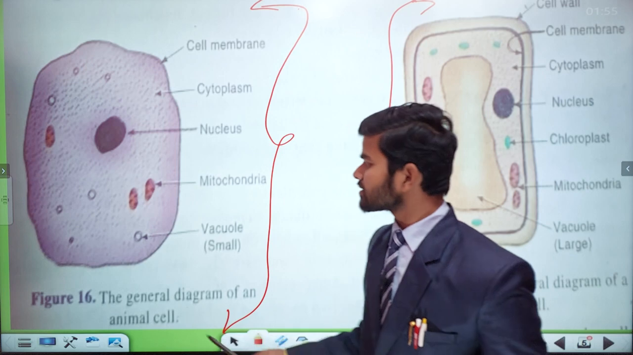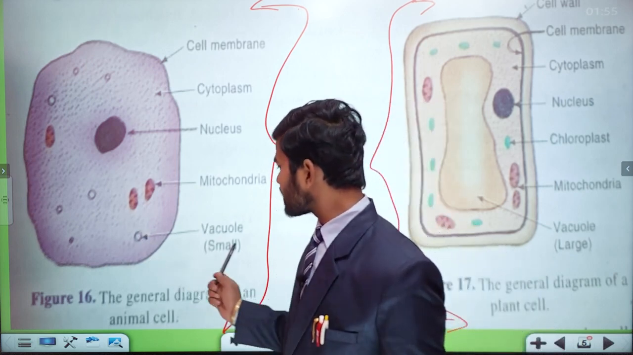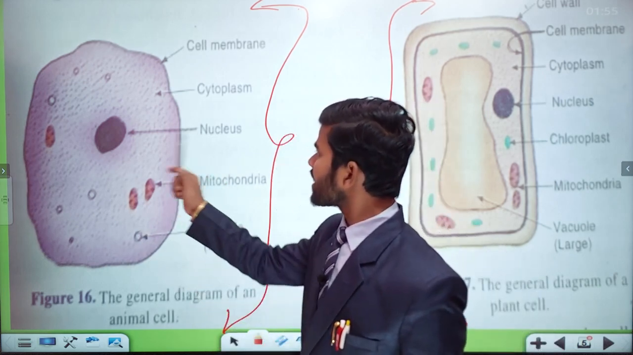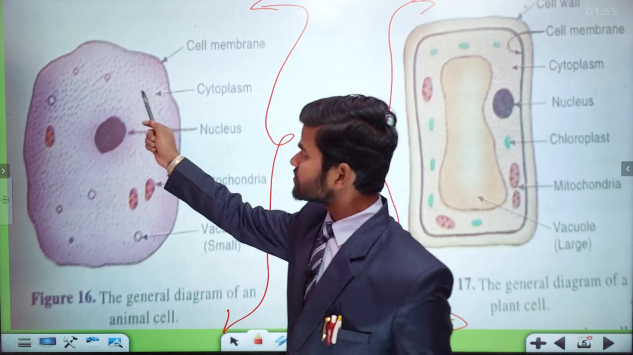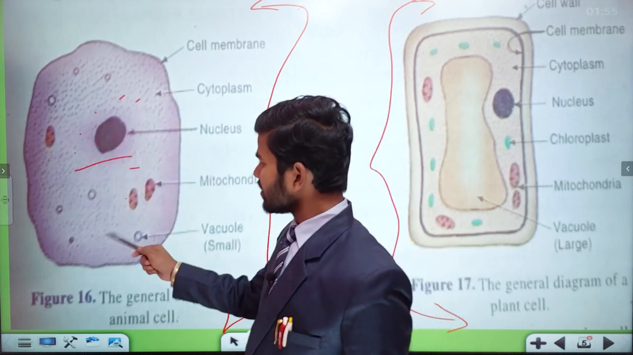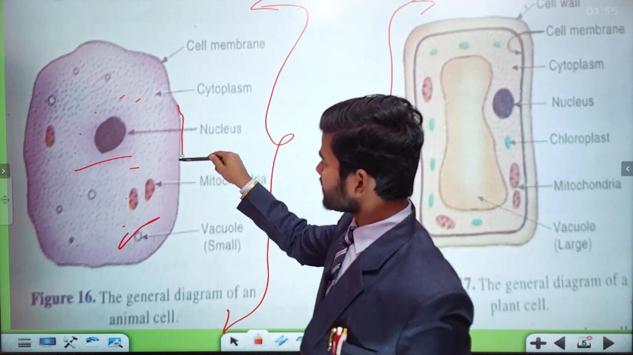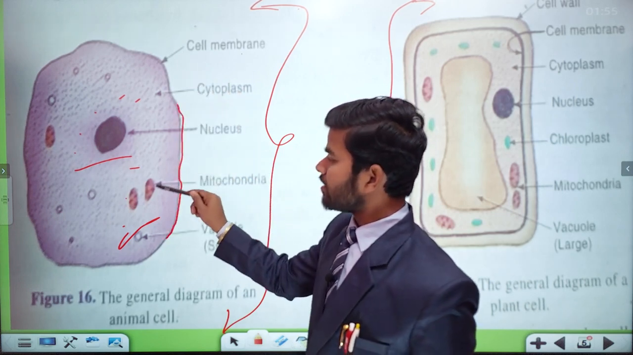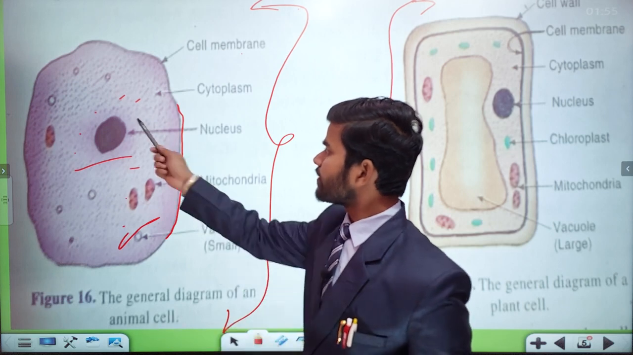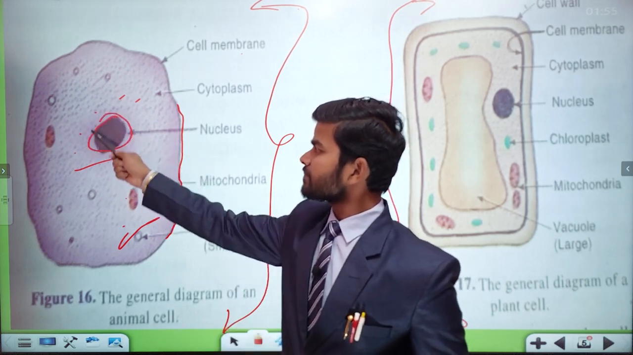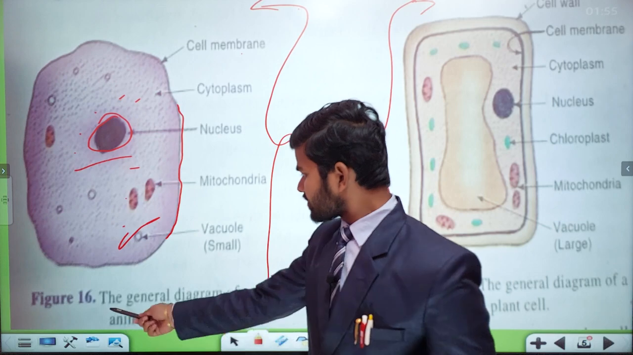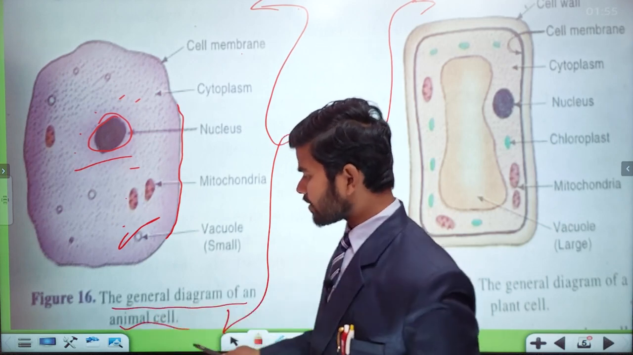This is the structure. Actually, this is the vacuoles, small vacuoles, mitochondria, nucleus, and cytoplasm, which is the jelly-like structure filled everywhere inside. The cell membrane is the outer covering of the cell. Inside this cell is the nucleus. So this is the general diagram of the animal cell. All clear?